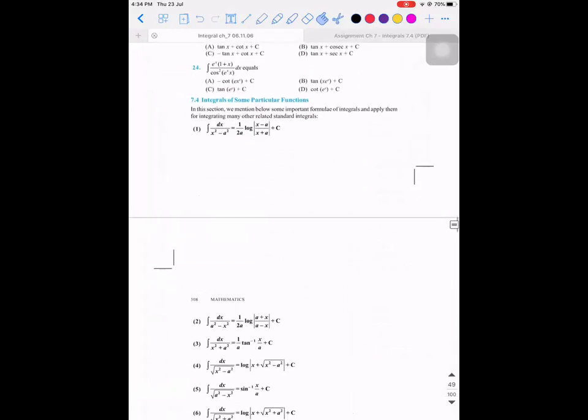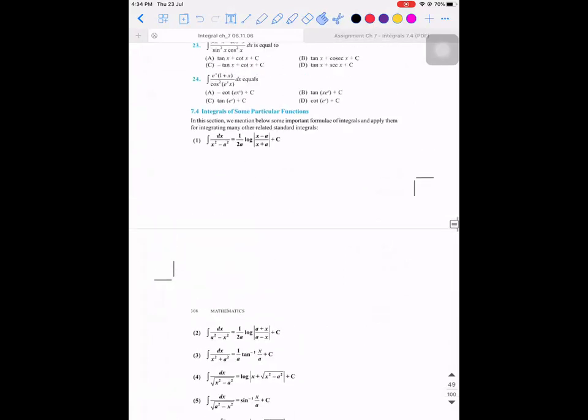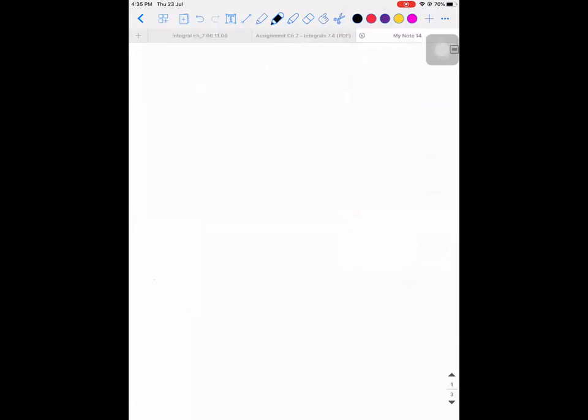So write down the heading as integrals of some particular functions. Means when they are of the form dx divided by x square minus a square, you have to remember all these formulae: 1 by 2a into log of x minus a divided by x plus a plus c. Okay. Now observe, I will derive and show. So write down the heading: exercise 7.4, integrals of some particular functions.